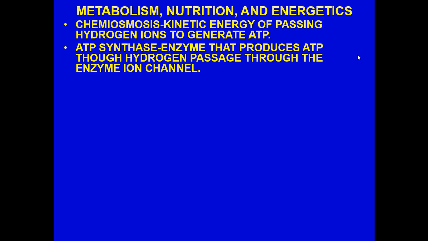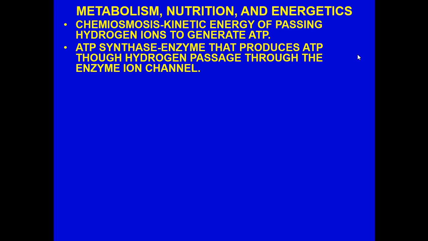There's two terms I want you to get familiarized with. Chemiosmosis. This is kinetic energy of passing of hydrogen ions to generate ATP. They have what is called the chemiosmotic gradient, and what you have is lots of hydrogen on one side, very little on the other. So what are the sluice gates that allow it to go through the membrane to the other side where the concentration's lower?